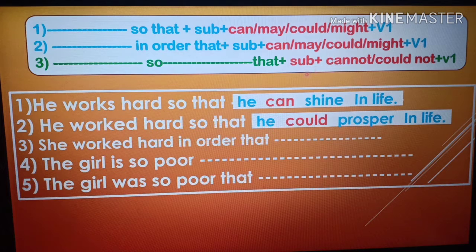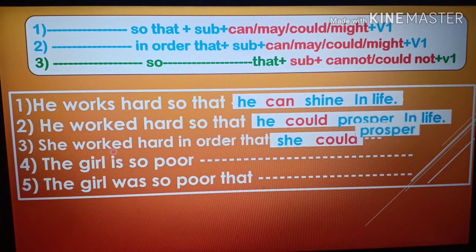Now, go to the third one. She worked hard in order that. This is the rule of in order that. It is just like the so that. The structure of in order that, subject plus can, may, could, might plus V1. So, she worked hard. The verb is in past indefinite. So, we have to use subject at first, she, and then could, again prosper in life or shine in life. Third one, dear students, this is the answer of the third one.